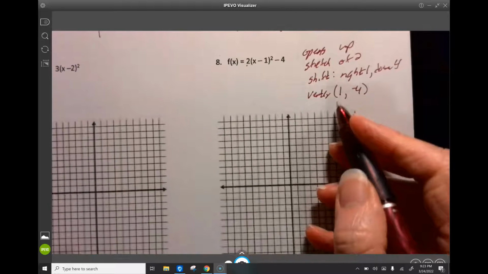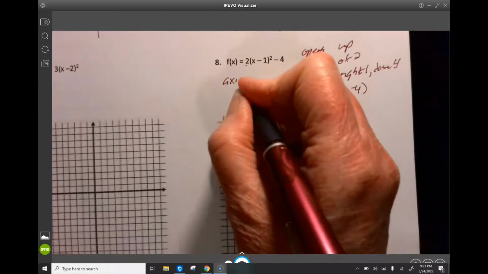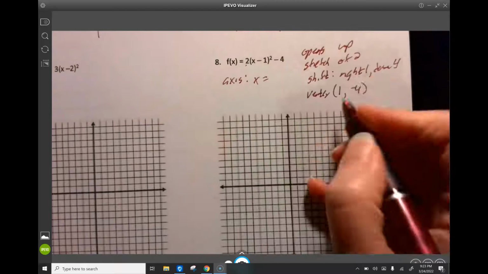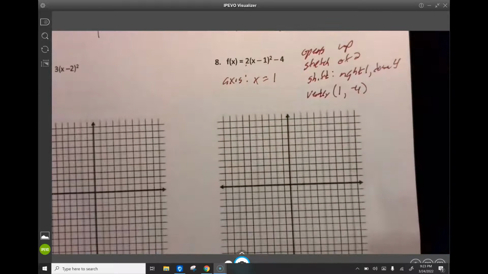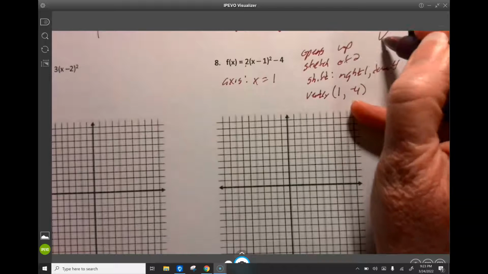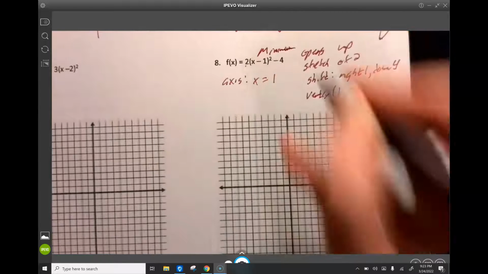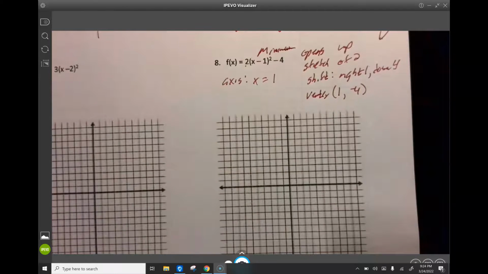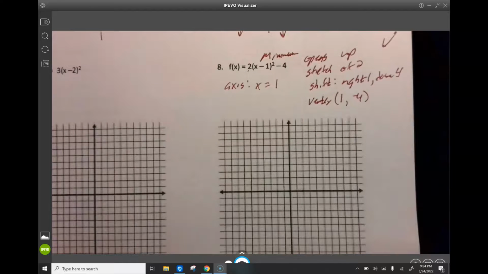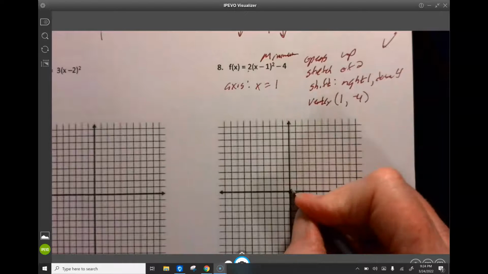Since I have my vertex, I have my axis of symmetry. X equals whatever x is. Hey, is this a max or a min? It opens up, so it's going to be a min. Okay? So here we go. If you want to, again, pause yours. See if you can get it all by yourself. So it's going to open up. Here's my parent function.